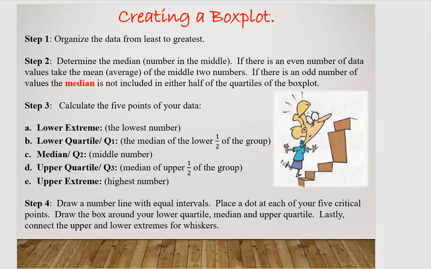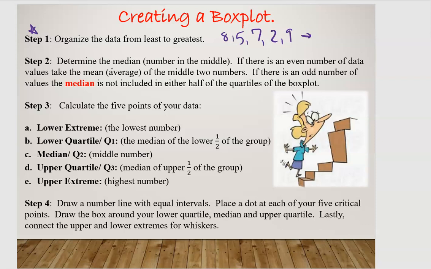So there's a few steps that come to creating a box plot. And this might look a little overwhelming, but it's really not that bad. The first step, which is super important, is to organize your data from least to greatest. So you could be given all sorts of numbers like 8, 5, 7, 2, and 9. You first need to organize them from least to greatest so you can figure out which one's the lowest, which one's the highest, and then which one's in the middle.